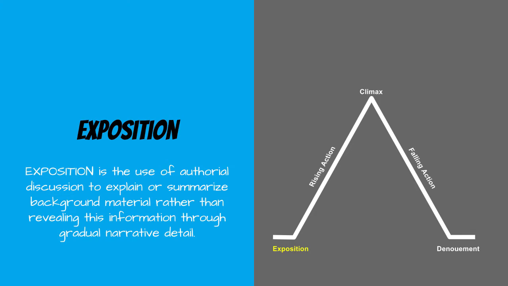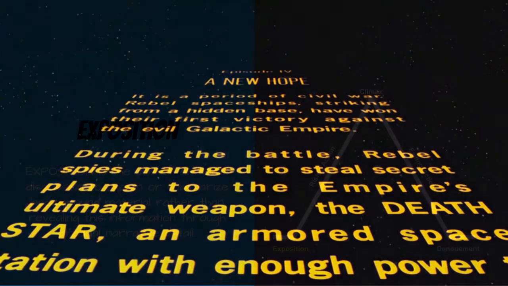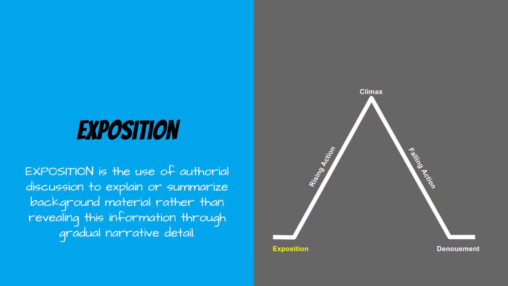The exposition, if there is one, is the author stepping in at the beginning and saying, "Let me tell you how things used to be." Think about the Star Wars movie. That scrolling yellow text, that's the exposition. The exposition is what life was like for the protagonist before the story began. For better or for worse, it's what's normal.